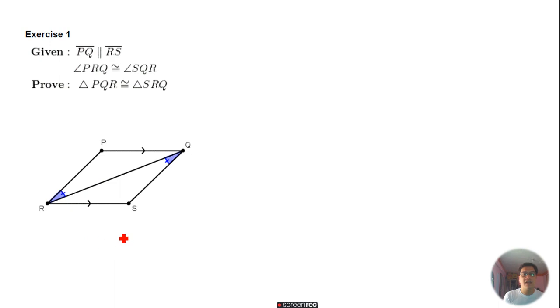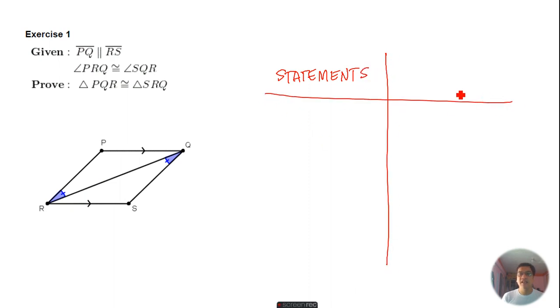And now we are provided already with our guide here, the figure, and it is already marked according to our given. So, as we can remember, we are going to use the two-column proof. We have the statements, so we are going to write first our statements, and then we have our reasons. So statements and then reasons. So we're going to make the two-column proof.